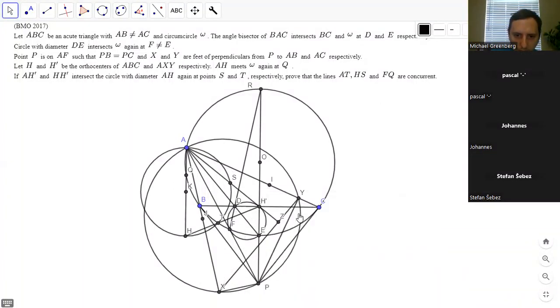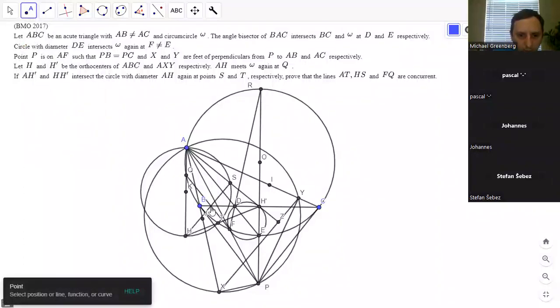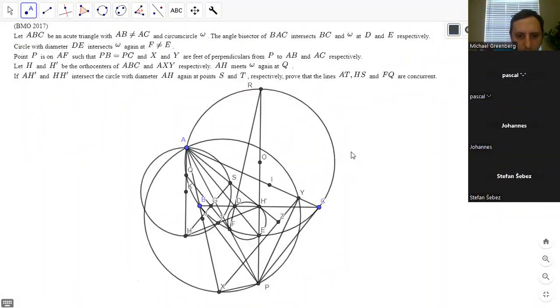Okay. And that means that SH and FQ intersect on BC, because F is the reflection. So by symmetry, those will intersect on BC. Yeah, and now we just need to show that SH and AT concur on BC.